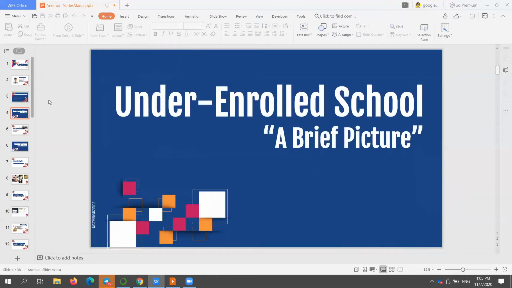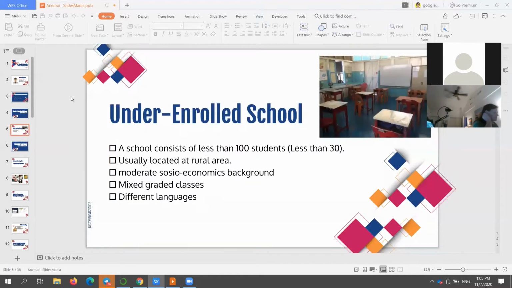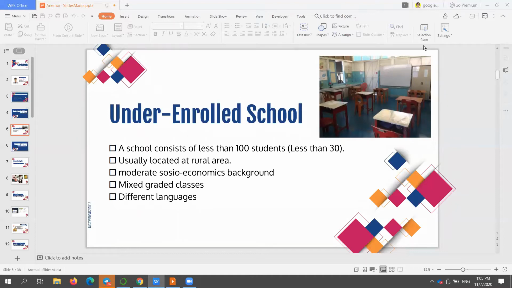Under-enrolled school. Hereby, I will give a brief picture of under-enrolled schools. For example, here I attach pictures about my school and the classroom situations inside. What is meant by under-enrolled school?